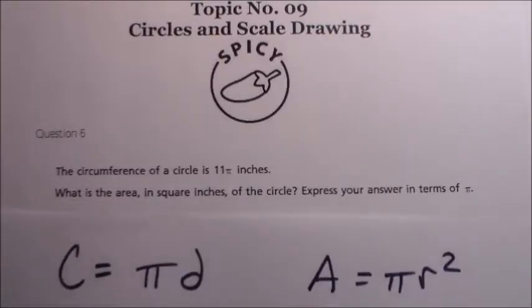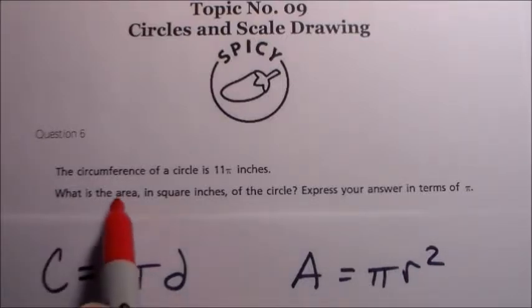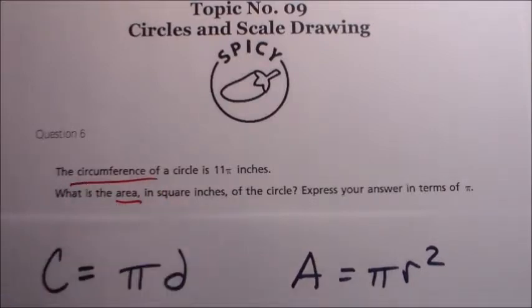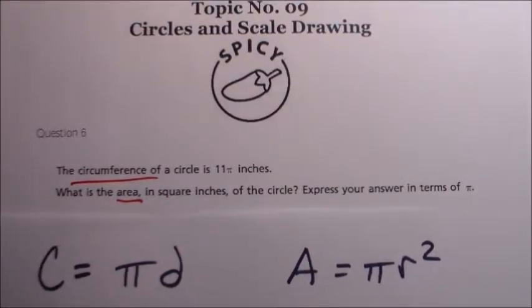We have circumference, so that kind of signals to us the formula for circumference, so it's pi times diameter. And we're looking for the area, so we have circumference, and we're looking for the area. The area is pi r squared.